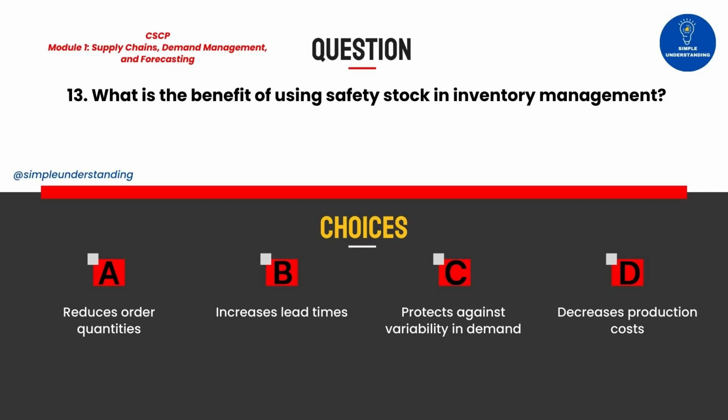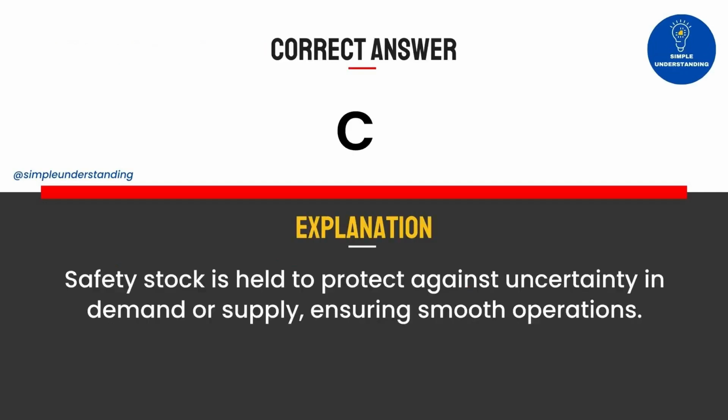13. What is the benefit of using safety stock in inventory management? A. Reduces order quantities. B. Increases lead times. C. Protects against variability in demand. D. Decreases production costs. Correct answer C. Explanation. Safety stock is held to protect against uncertainty in demand or supply, ensuring smooth operations.